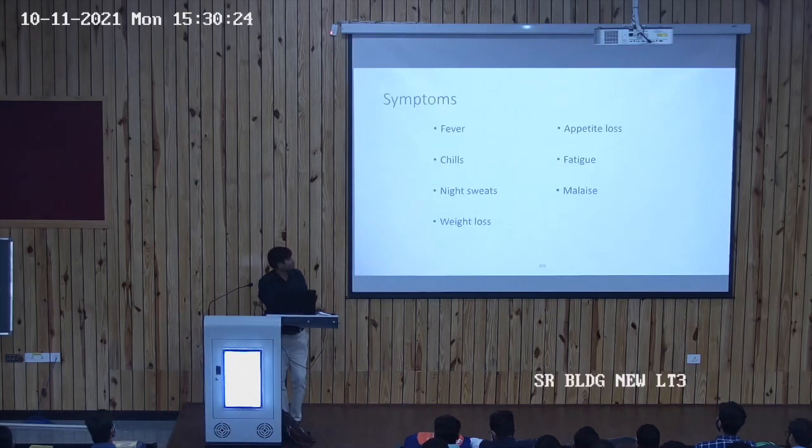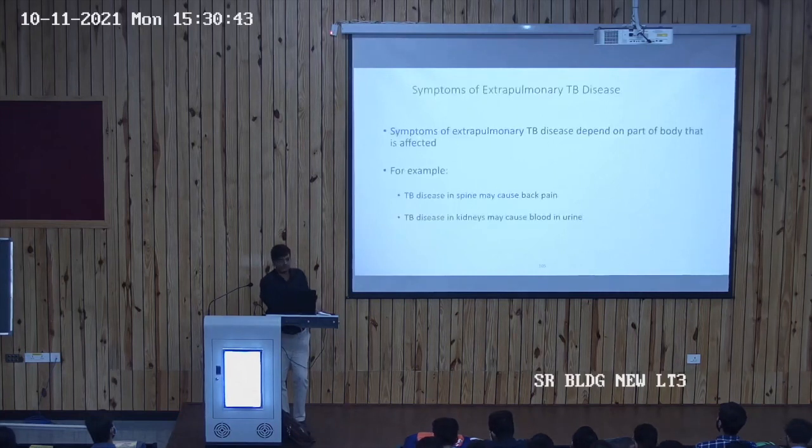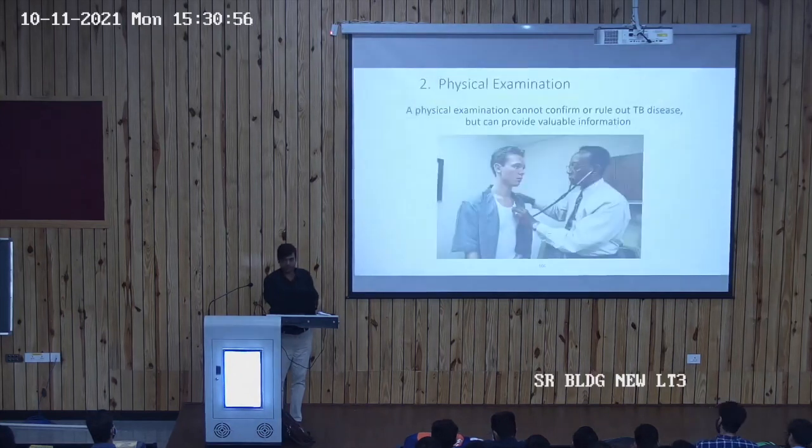The symptoms which we look for are fever, chills, night sweats, weight loss, appetite loss, fatigue and malaise. Cough will usually last more than 2 weeks. There might be chest pain, or the person may be coughing up sputum with blood. Symptoms of extrapulmonary tuberculosis depend on which body part is involved. For example, TB of the spine may cause back pain, and TB disease in the kidney may cause blood in urine, hematuria.